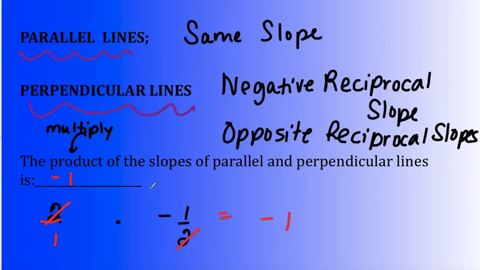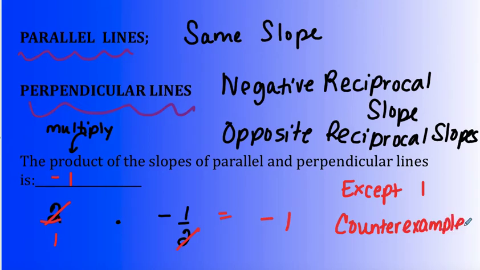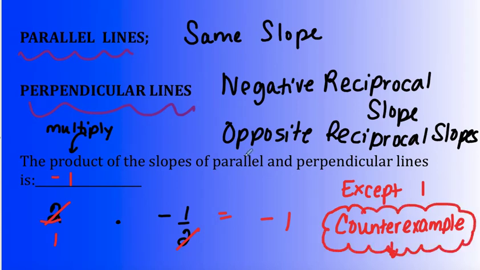And that is actually going to be true for every case except one. So I'm going to ask you to put some thought into what the counterexample would be. Remember, a counterexample is one example where it doesn't work, right? Where it makes it untrue. So tonight what I want you to do is think about what parallel and perpendicular slopes would not give me a product of negative 1.